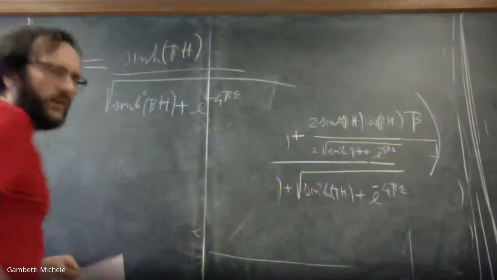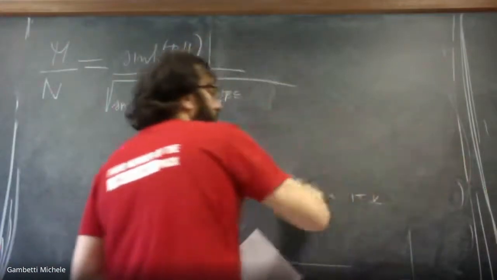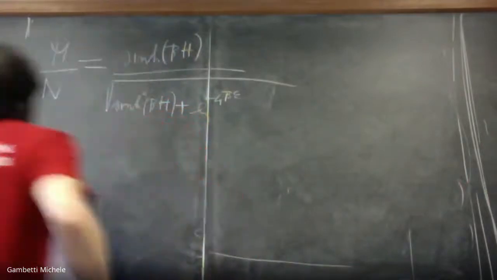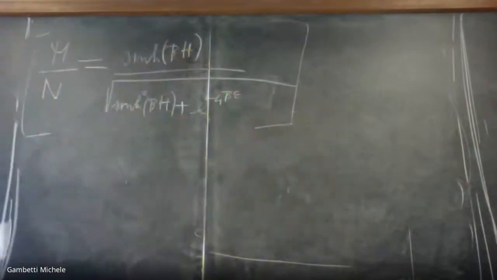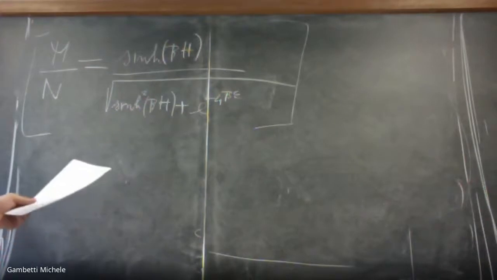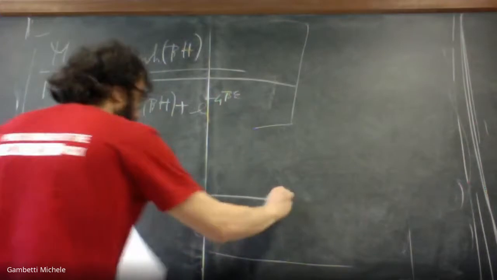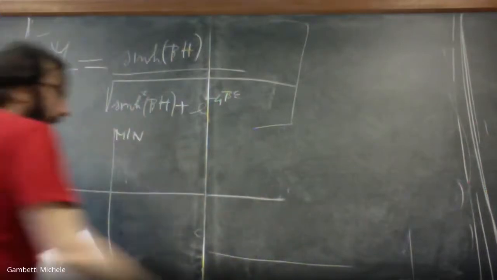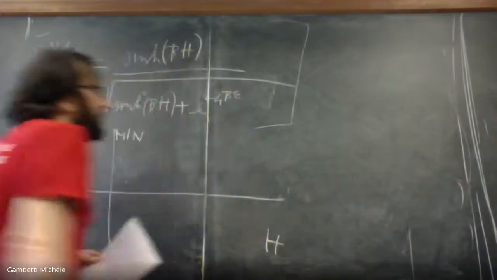Okay, apart from the fact that it's a little bit complicated formula, it's just a derivative of the Helmholtz free energy with respect to H. Now, this is the nice formula that we get for the magnetization in the case of the one-dimensional Ising model. So let's try to make some plot of the magnetization M divided by N as a function of H, the external magnetic field.